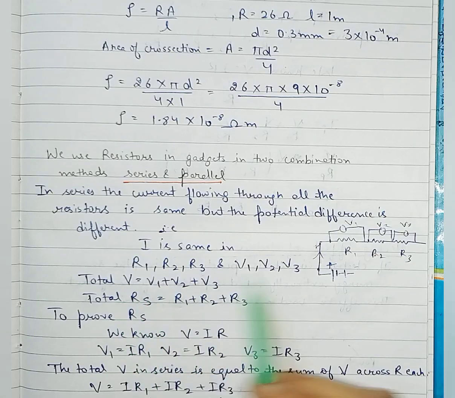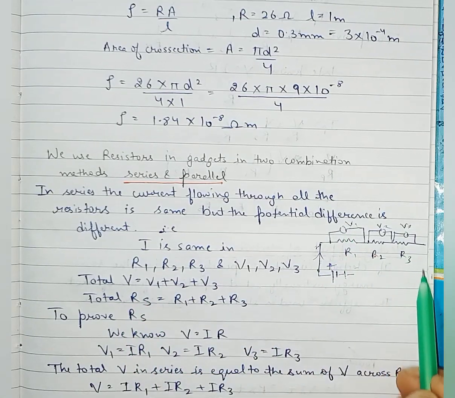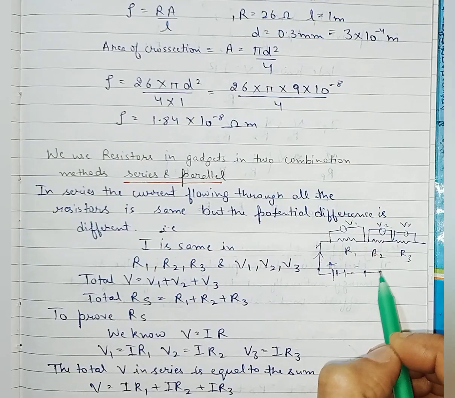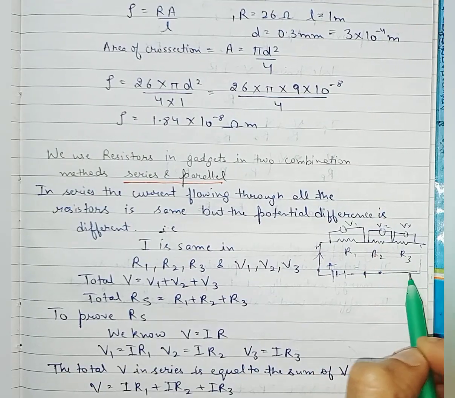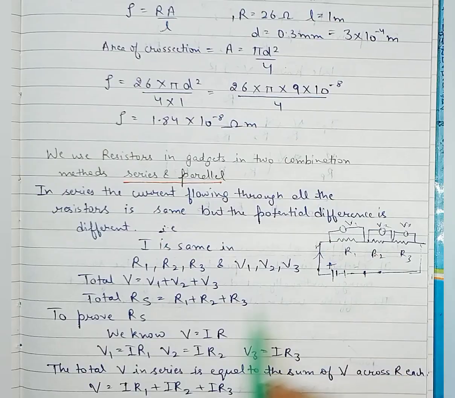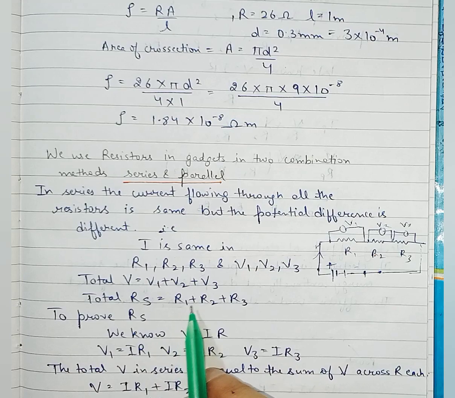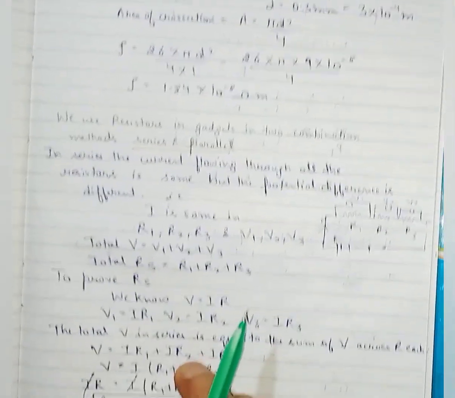Now the total potential difference of this circuit, we can complete the circuit, is V1 plus V2 plus V3, and the resistance in series is equal to R1 plus R2 plus R3.